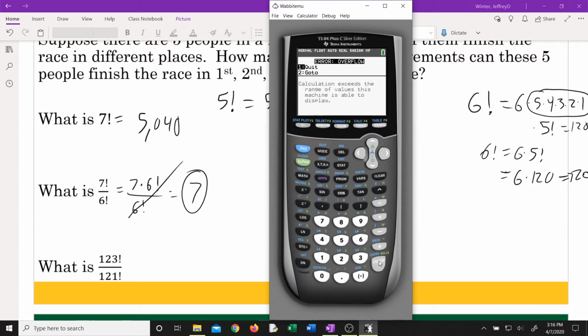What the calculator is doing in this case is it's actually trying to calculate 123 factorial first, and then it's trying to calculate 121 factorial and then divide both of those. The problem is that, if you haven't noticed, the larger the number inside the factorial, the faster it grows. And it grows so fast that I actually don't know exactly where the cutoff is on the calculator, but essentially 123 factorial has way more digits than what the calculator can even handle. Long story short, this number, 123 factorial, is simply too big for the calculator to handle.